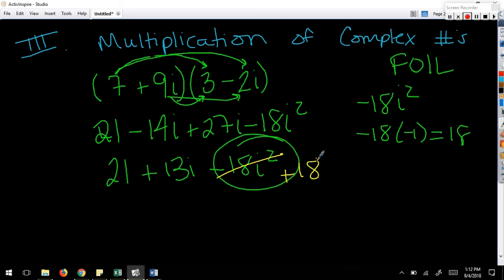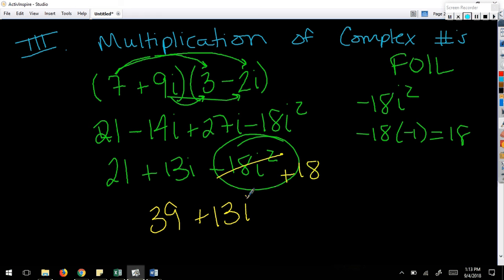So now Sarah said we've got some real numbers here that we can combine, and that's absolutely correct. 21 and 18, 39, plus 13i. Does that make sense? Whole number first and then imaginary. That's standard form of a complex number.